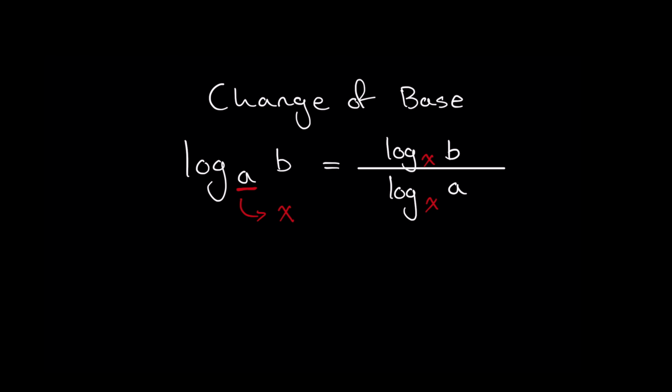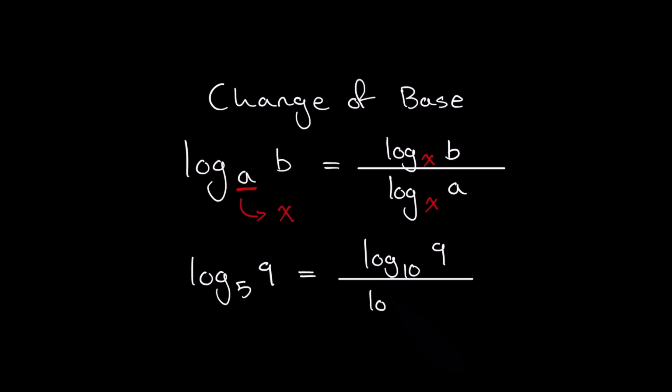So other than those special cases, this identity is very flexible. And just to help you visualize this a bit better, let's try an example. Say we have log base 5 of 9, and we want to change this into base 10. Just like we've done up there, we create a quotient where in the numerator we have log base 10 of 9, and in the denominator we have log base 10 of 5.